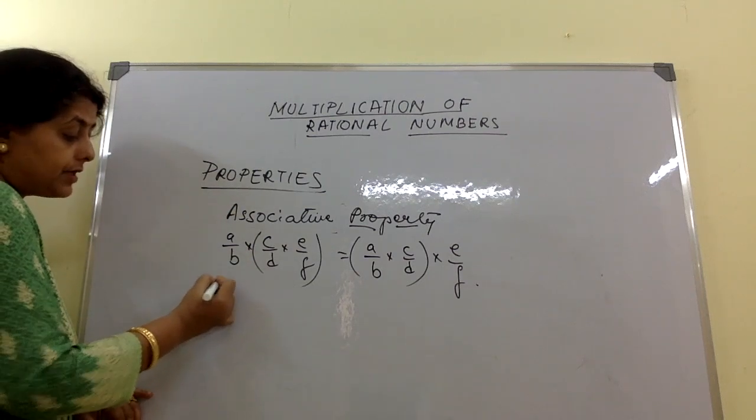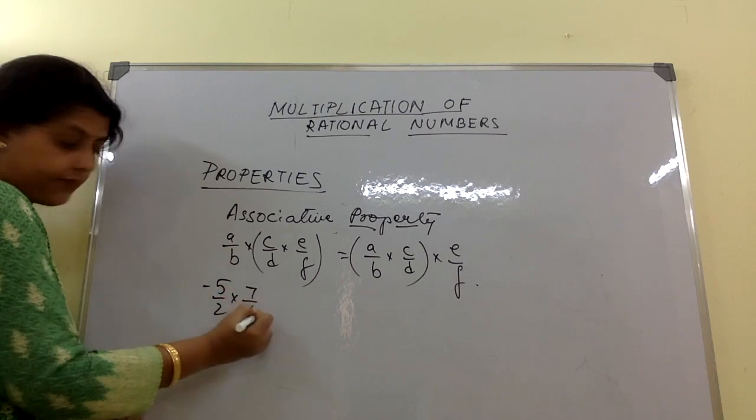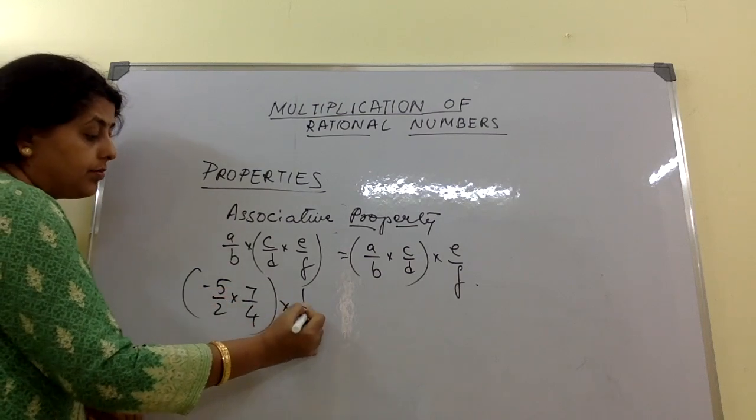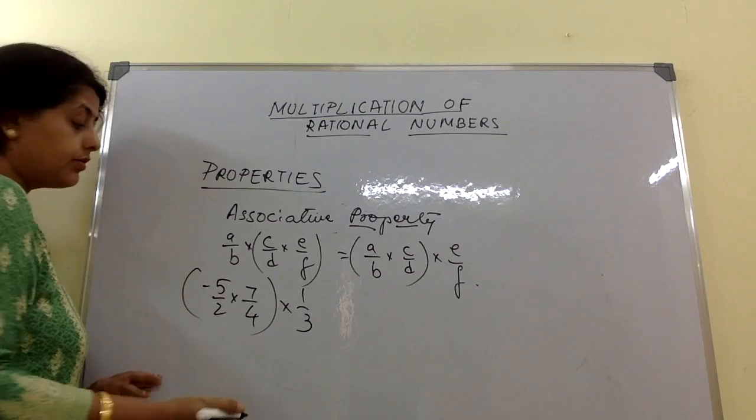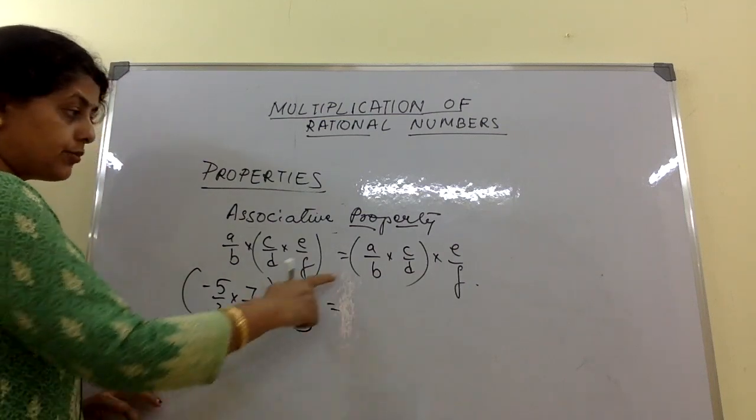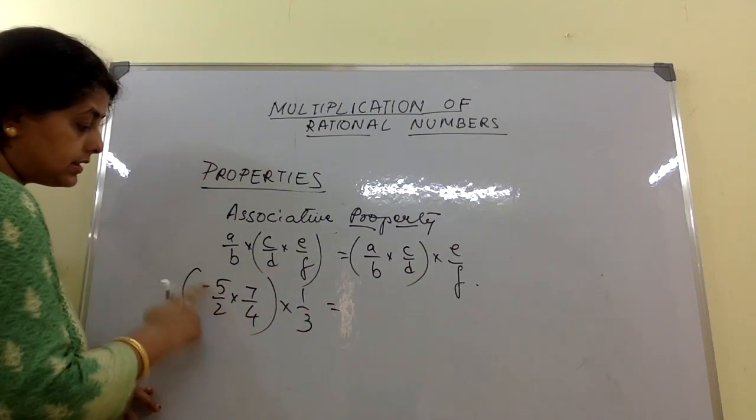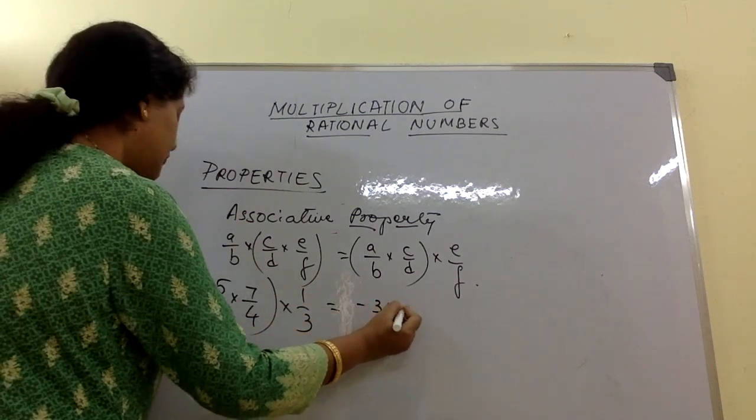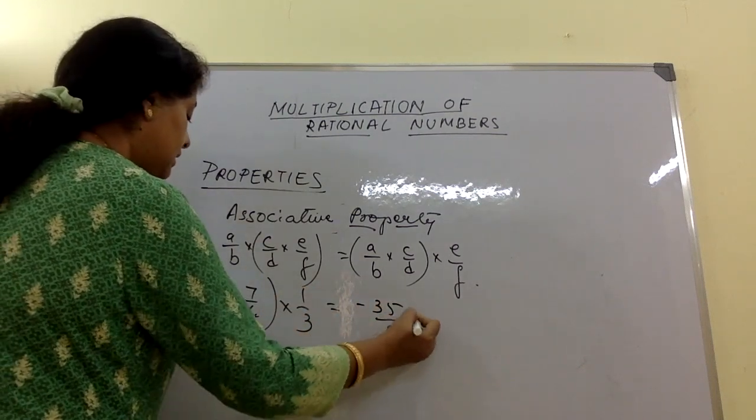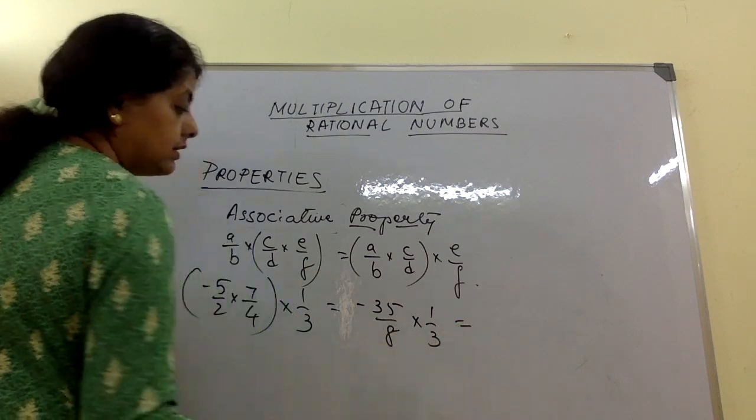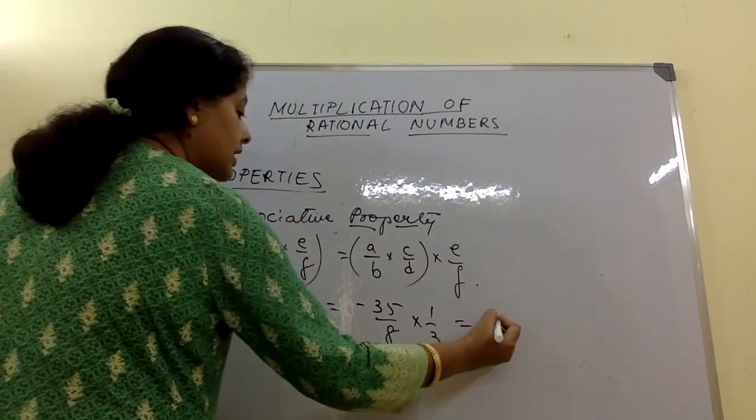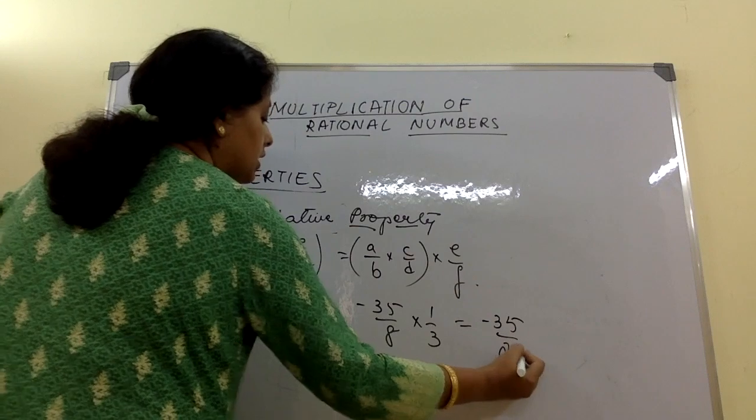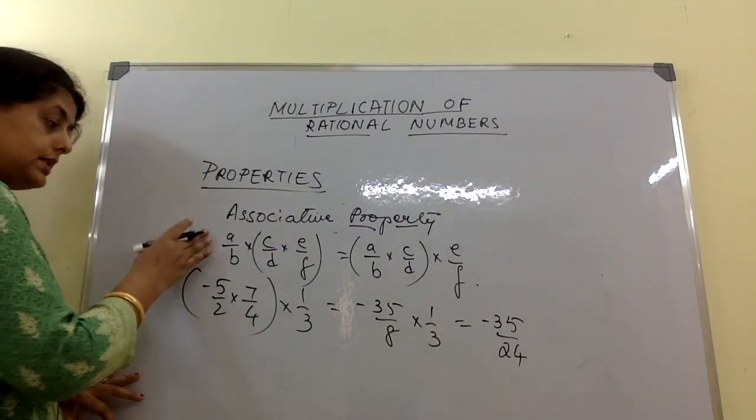So minus 5 by 2 into 7 by 4 into 1 by 3. Okay, so bracket first, I am doing that side. Does it cancel? Nothing cancels. Minus 35 by 8, into 1 by 3. Does anything cancel? Nothing cancels. Minus 35 by 24. Okay, now let me do this side.